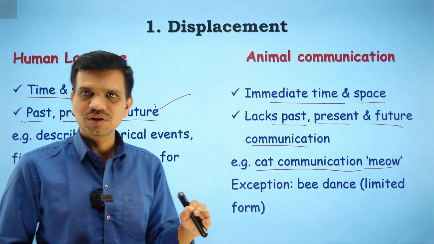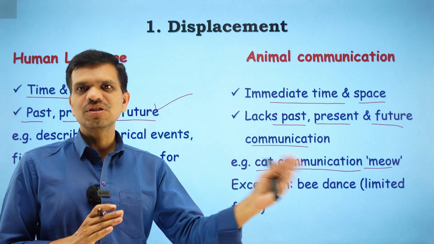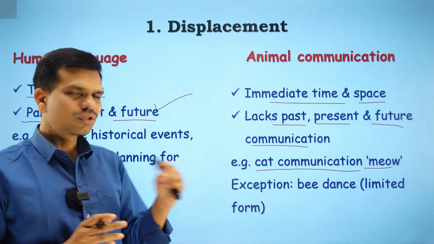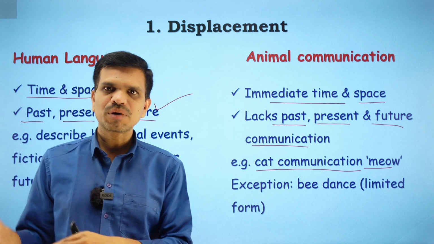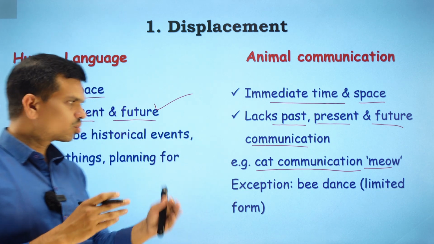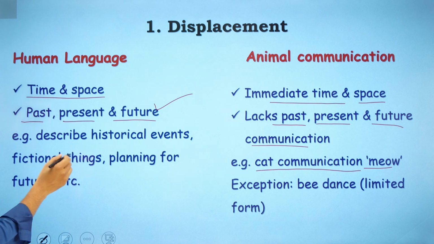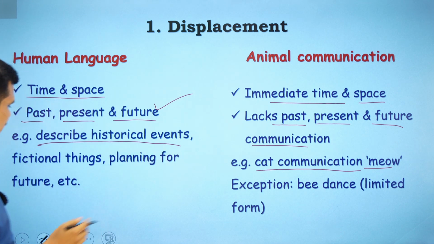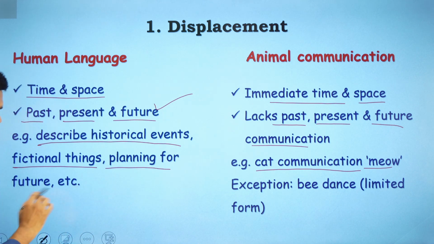But in human communication we have very systematic communication. In that systematic communication we can refer to past events or future events too. We can plan, and here we have examples. We can describe historical events. We can also have fictional things. We can also plan for the future.